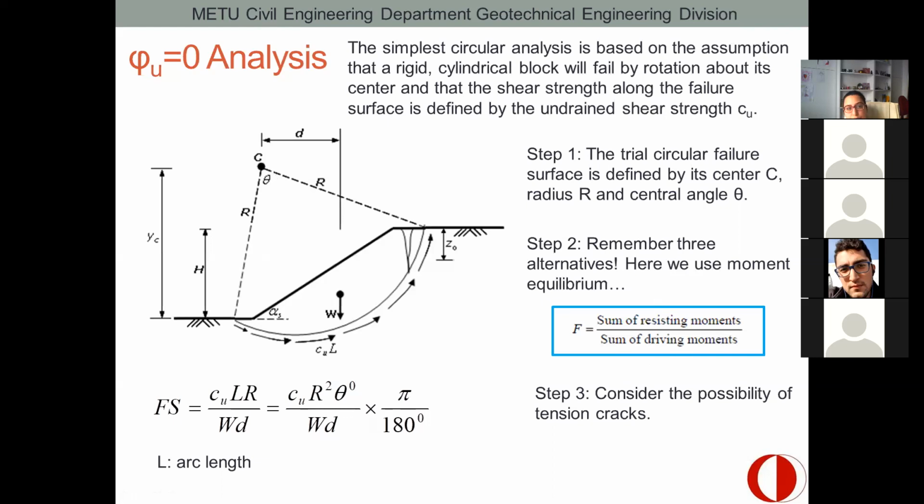So here in the φu equals 0 analysis, the factor of safety is equal to the sum of resisting moments divided by the sum of driving moments. Now let's find which forces are driving forces, which forces are resisting forces. Who is going to try to take the slope down?